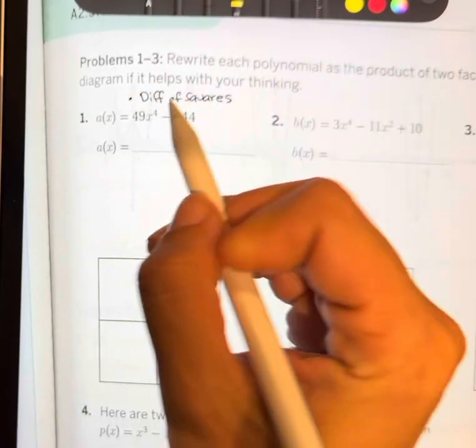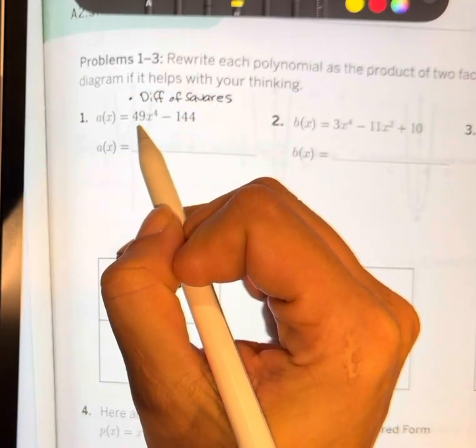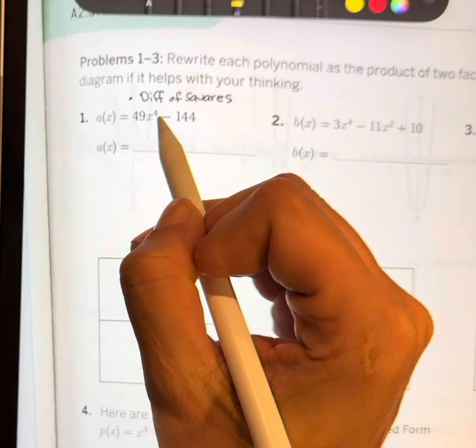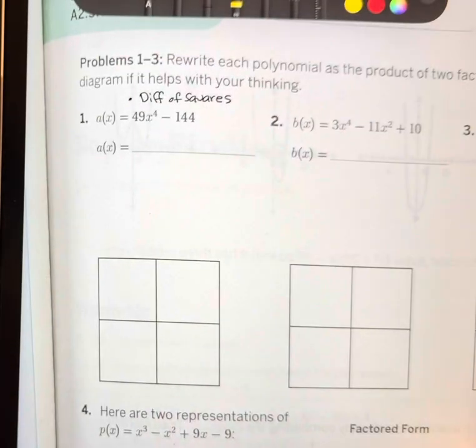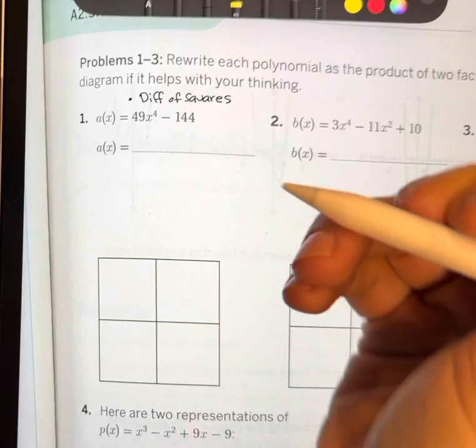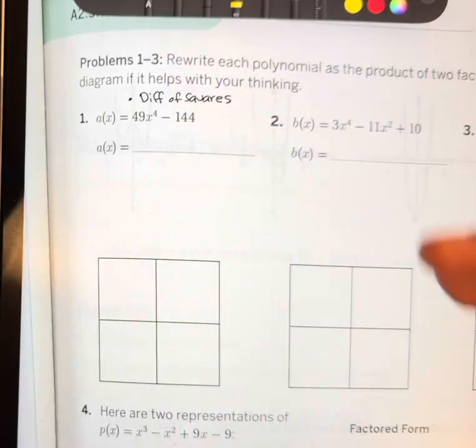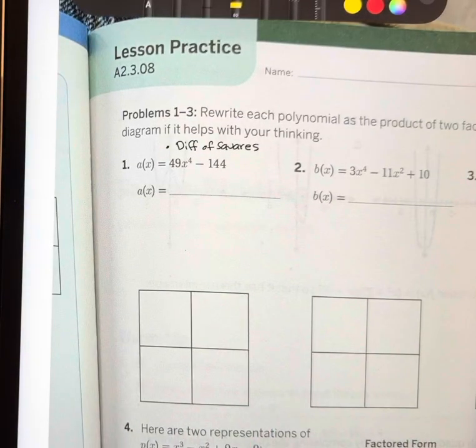All right? Notice how there's two terms. 49 is a perfect square. X to any even power is a perfect square. And 144 is a perfect square. And we have a minus in the middle. That's all the reasons why it's difference of squares.